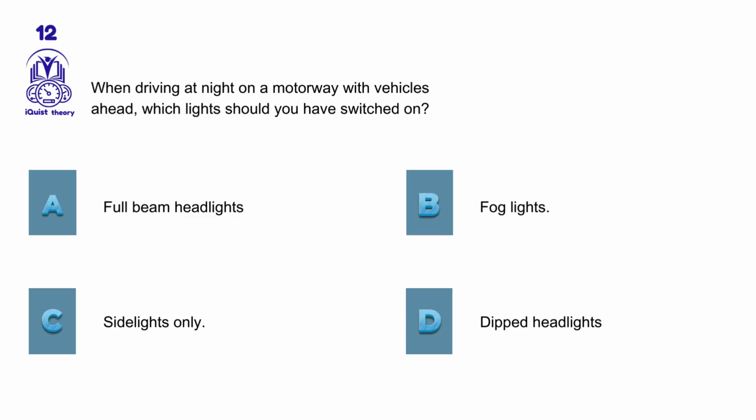Question 12. When driving at night on a motorway with vehicles ahead, which lights should you have switched on? A. Full beam headlights. B. Fog lights. C. Side lights only. D. Dipped headlights.